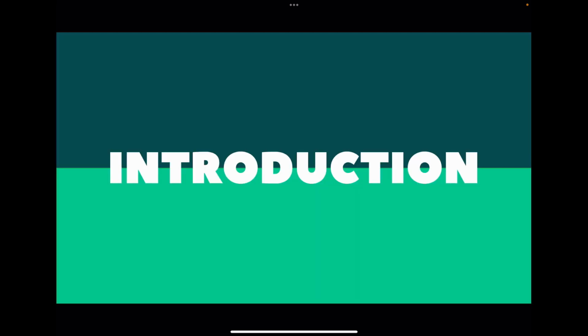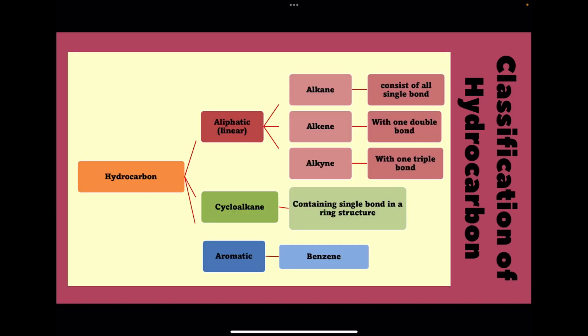So we continue with the introduction. If you can see here, hydrocarbon can be divided into three types of compound, which is the aliphatic hydrocarbon, cycloalkane hydrocarbon, and aromatic hydrocarbon. And for this chapter, I will focus on the alkane only.